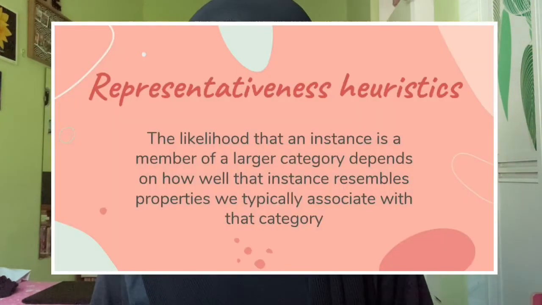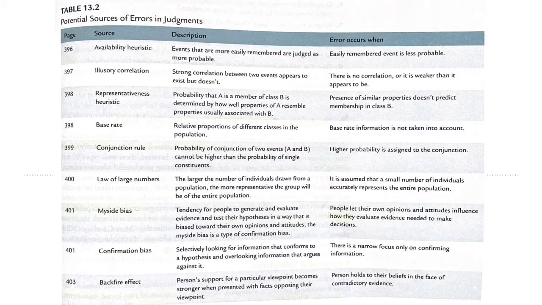On the other hand, representativeness heuristics involve making judgments based on how much an event resembles other events. So this is exactly like the CEO example. As you can see from this table, there are also other potential sources of errors in judgments. However, if we fully understand these errors, it is easier to avoid them when making decisions.